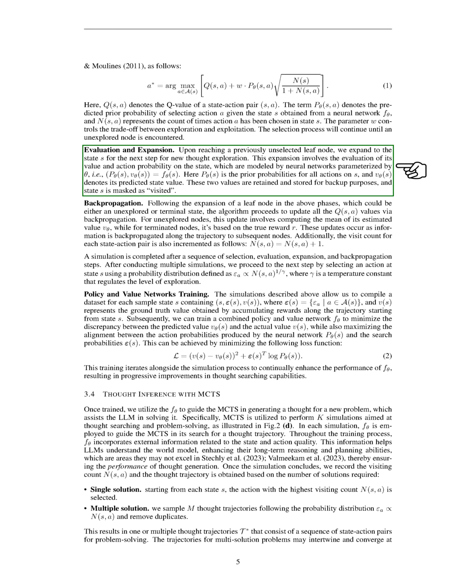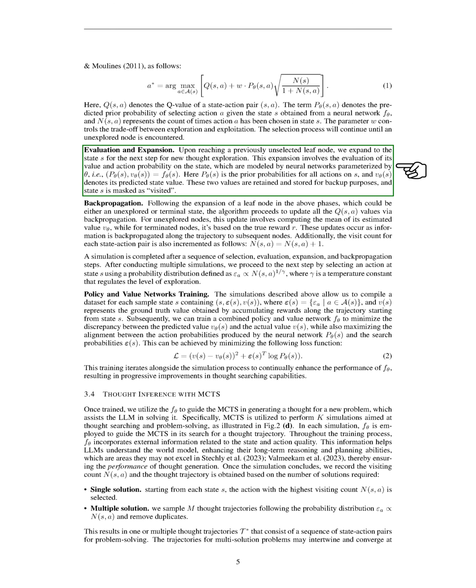2. Evaluation and expansion. When a previously unselected leaf node is reached, we expand to the state for the next step for new thought exploration. This involves evaluating its value and action probability on the state, which are modeled by neural networks. These two values are kept and stored for backup purposes, and the state is marked as visited.